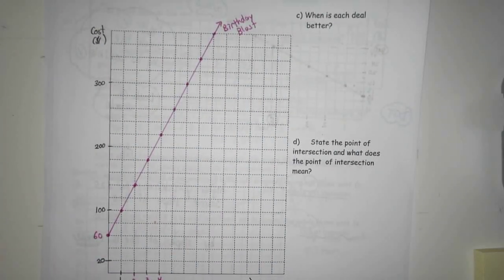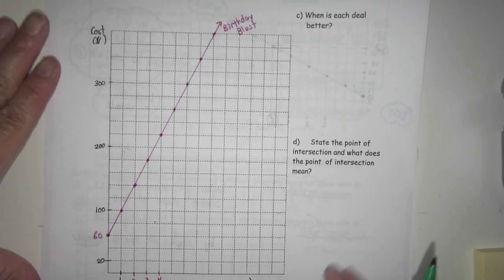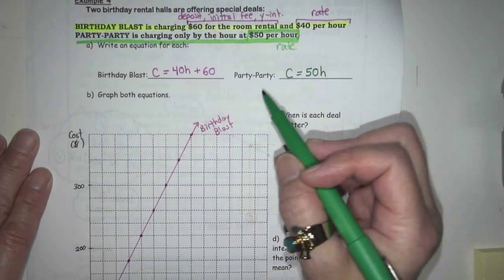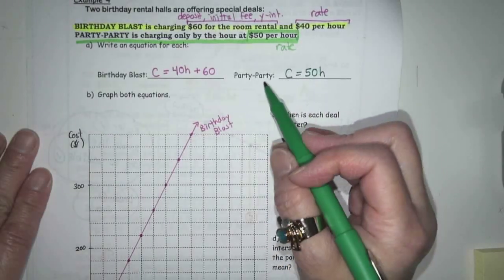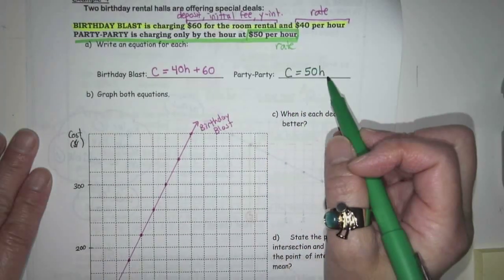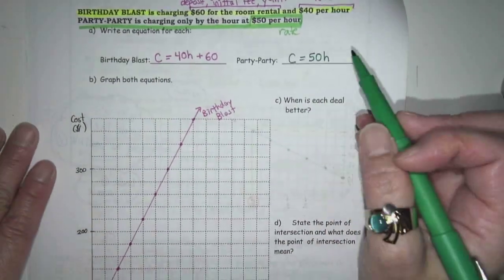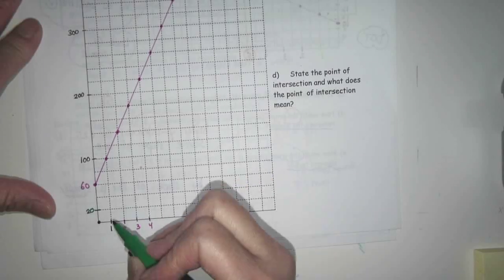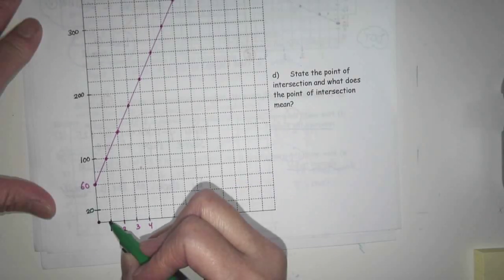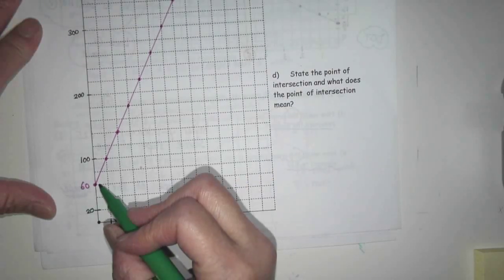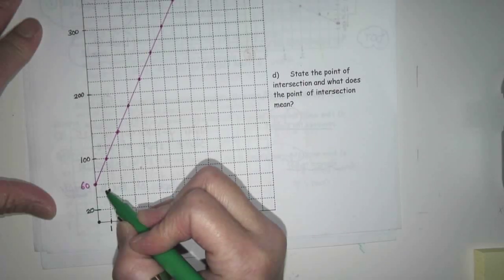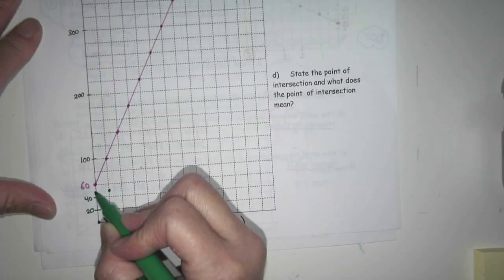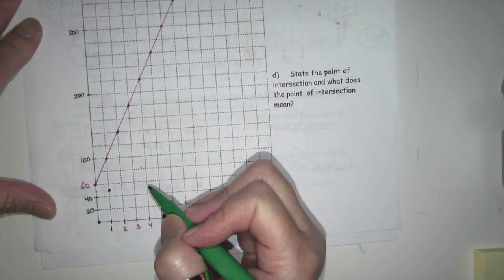Then we've got your cost is $50 an hour for Party. So I'm going to do this one in green. Party is $50 an hour. No initial fee, so that'll start at 0. So here it starts at 0. And then at 1 hour it's $50. So 50 is halfway in between the 40 and the 60, right?